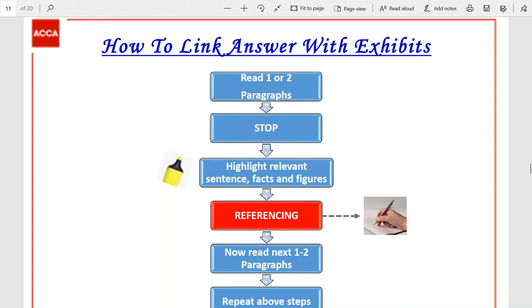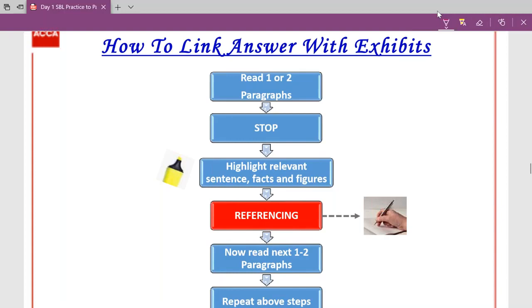And then you highlight relevant sentences, facts, and figures. So if you read one paragraph, you stop and then you highlight. Do not highlight while you are reading, because when you are reading, you tend to highlight everything. So I suggest you first complete the paragraph, then you stop, and then you highlight some key words or key sentences.